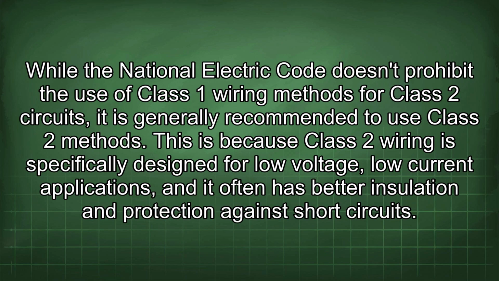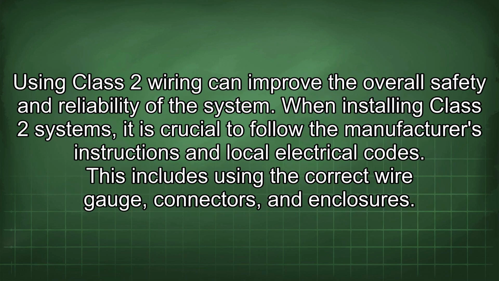While the National Electric Code doesn't prohibit the use of Class 1 wiring methods for Class 2 circuits, it is generally recommended to use Class 2 methods. This is because Class 2 wiring is specifically designed for low voltage, low current applications, and it often has better insulation and protection against short circuits. Using Class 2 wiring can improve the overall safety and reliability of the system.